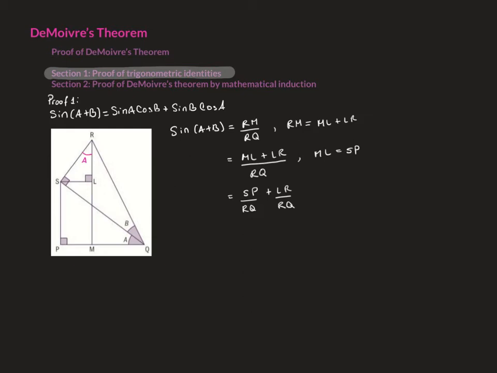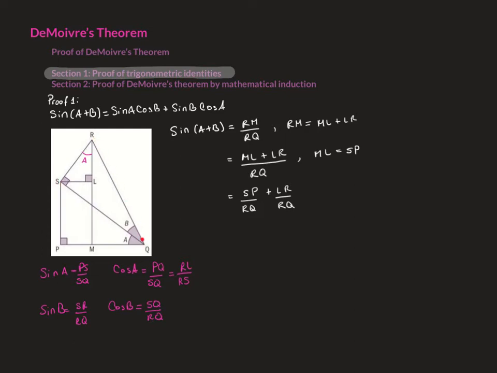At this point, I would like to take a break and write down the values of sine and cosine of the angles individually. So sine A is going to be PS over SQ. Sine of B is going to be SR over RQ. Cosine of A is going to be PQ over SQ, and cosine of B is going to be SQ over RQ.